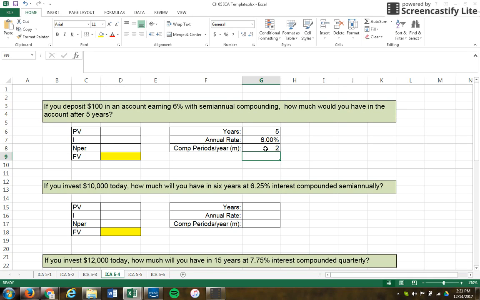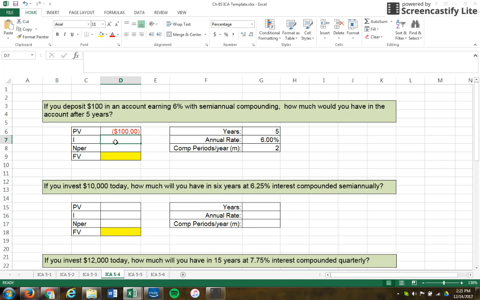So now that we have this preliminary information, the 5 years, the 6% annual rate, and the 2 compounding periods per year, now we can plug in the appropriate information that we need over here in our time value of money calculation. So we start with the present value. We're going to be depositing $100, so that's always a negative since that money is coming out of our pocket.